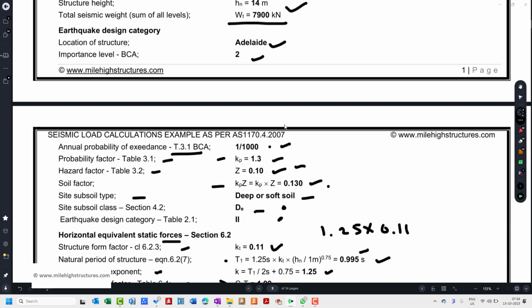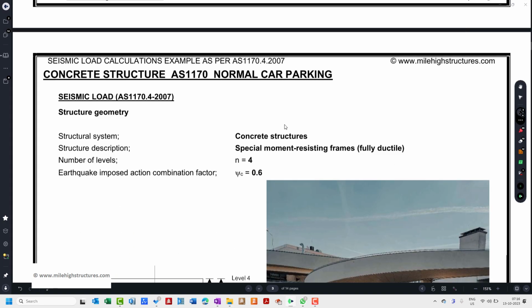So that is the basic first example. So in the next example we shall be discussing about the concrete structures.